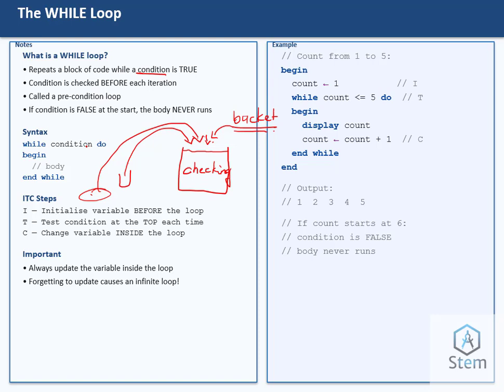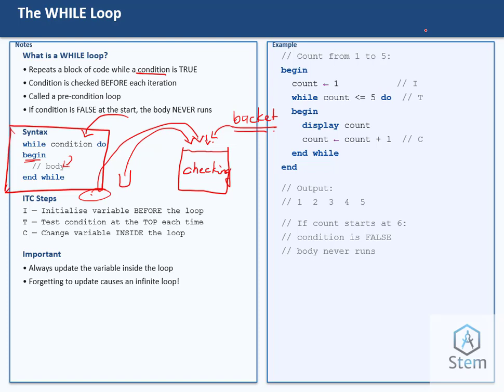The syntax of the while loop is indicated here. You say while condition do, then you write the program in between the begin and the end while. Your program comes here.